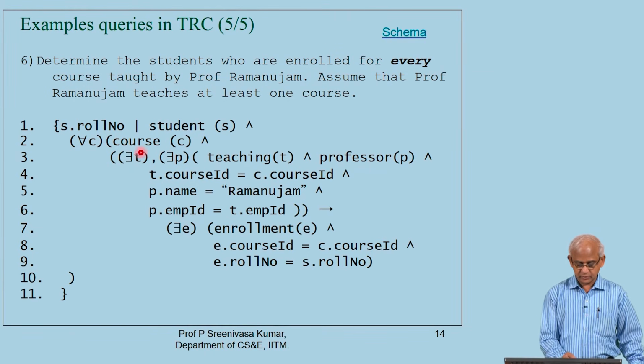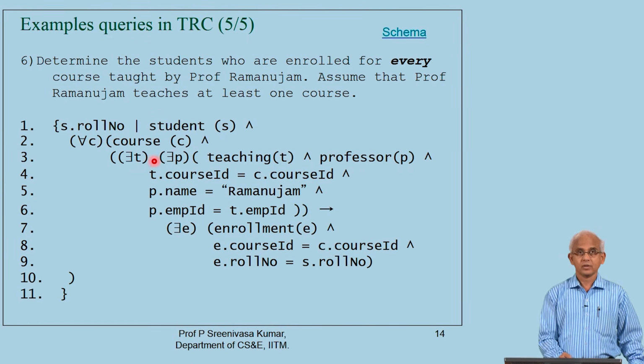Essentially here we are trying to express the fact that for all courses the following condition holds good: if the course is being taught by Professor Ramanujam, that is what is going to be expressed in the antecedent of this implication, then the consequent will say that the student under consideration is actually doing that course. Okay. So, that is how we will express this. Let us again go through this. In the left hand side we want to ensure that the course is being taught by Professor Ramanujam.